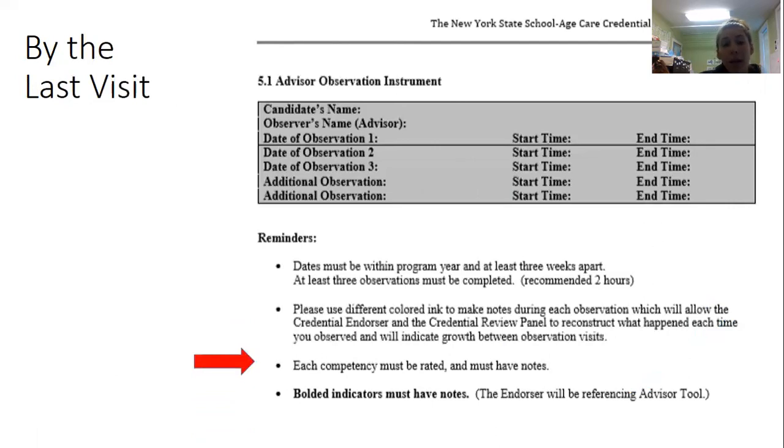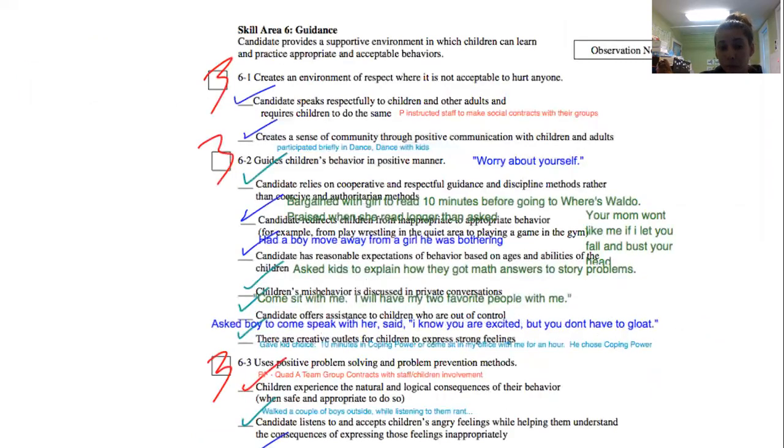The third thing, by that last visit, again, each competency must be rated and have notes. So if you see here, here's our competency standard. There needs to be notes for each one. We don't necessarily need to see notes on each of the indicators, but each standard, right here, standards are numbered, those must have a final number in them, and there must be notes for each one. So again, competency standard is the numbered.